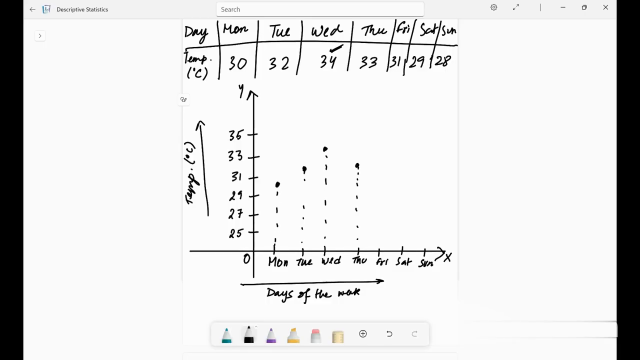For Friday, it is 31, so it will lie almost here. Saturday, 29, so it will lie here. Sunday is 28, so it will lie almost here.